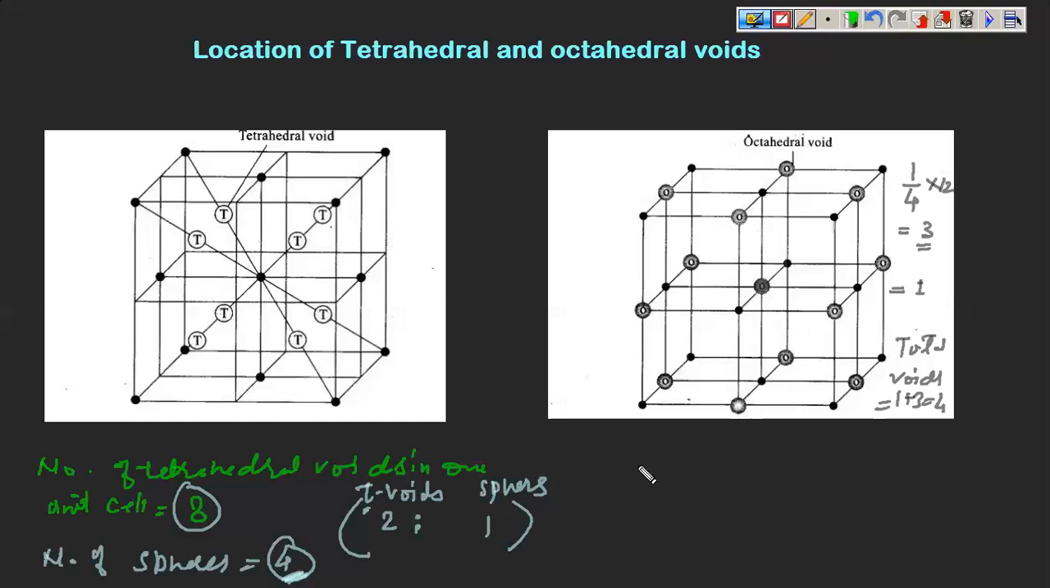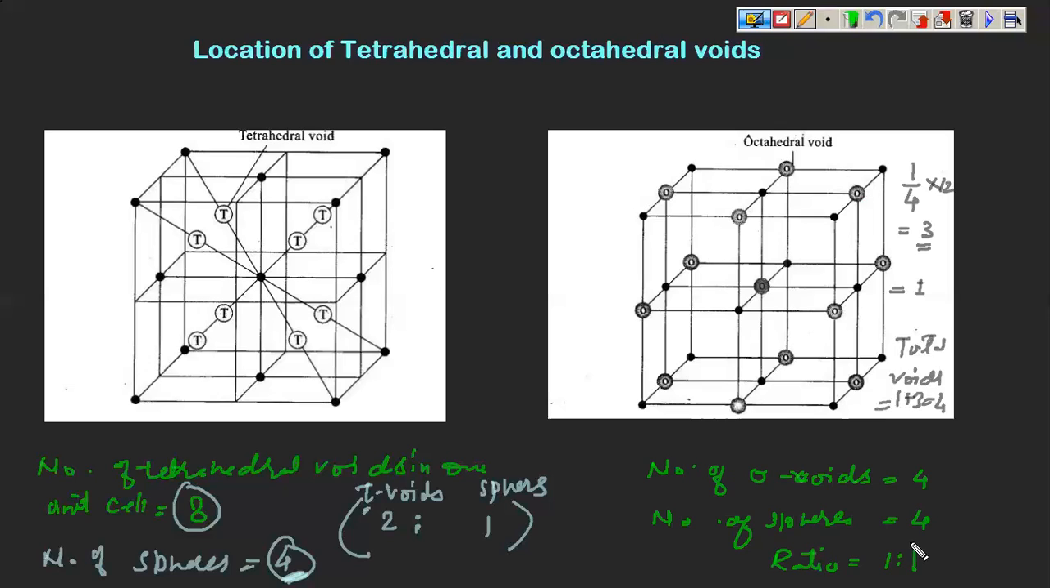So if we calculate the ratio between them, see, the number of octahedral voids is 4 in one unit cell. The number of spheres is equal to 4. So the ratio is 4 is to 4, which means 1 is to 1.